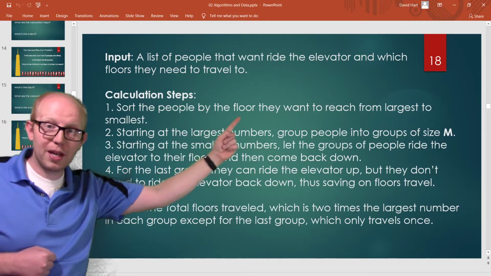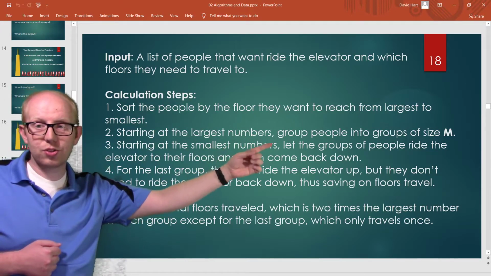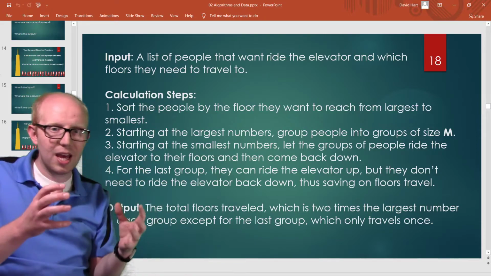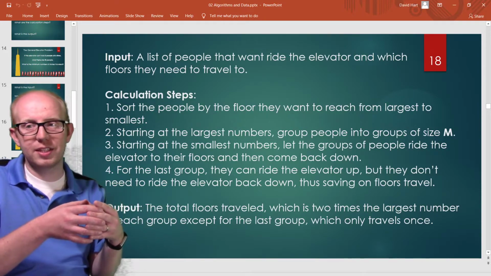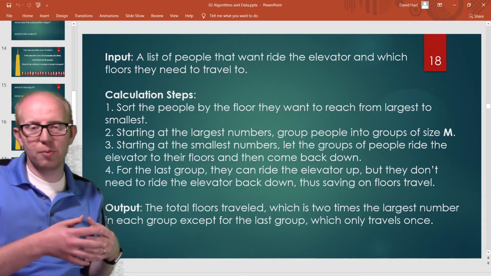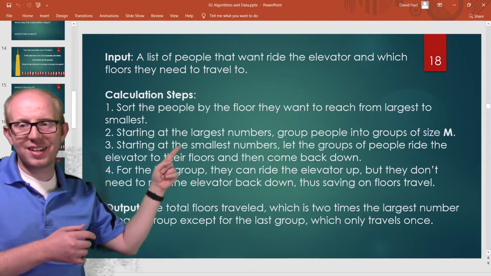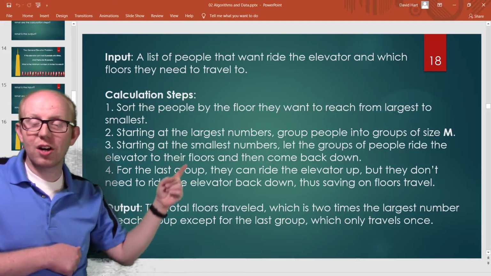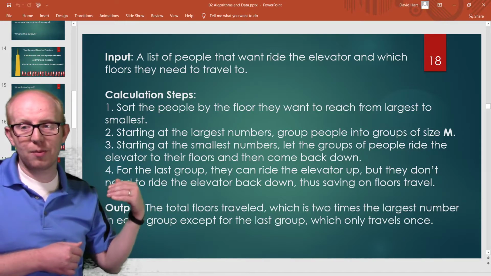Sort the people by the floor they want to reach from largest to smallest. Starting at the largest numbers, group people into groups of size M, right? And our example problem was 3. 3 people could fit into the elevator. Or if it's 12 people that fit into the elevator, you just group them into that size, starting from the largest. Okay? Then starting at the smallest numbers, let the people go up the elevator and then have it come back down.